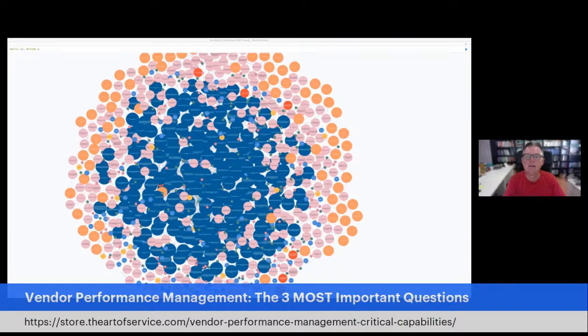Before we get to those, the three most important questions to ask that you have to have an answer to in vendor performance management, we're going to have a look at the whole hairball of vendor performance management that's on your screen right now. What we see here are the big blue balls in the middle. The big blue balls are the use cases, the activities that you need to have in place for a successful vendor management process.